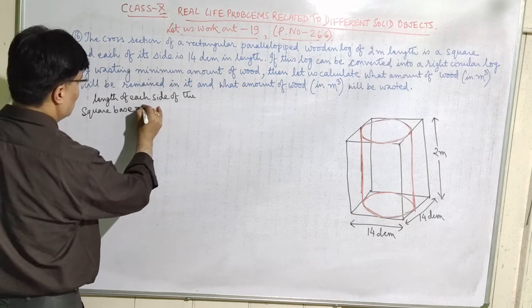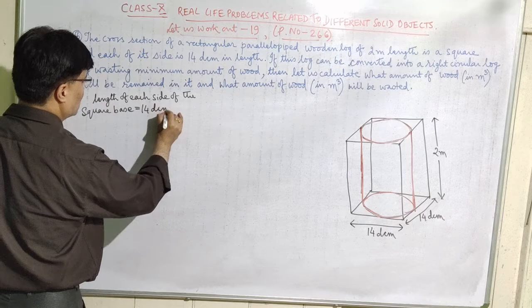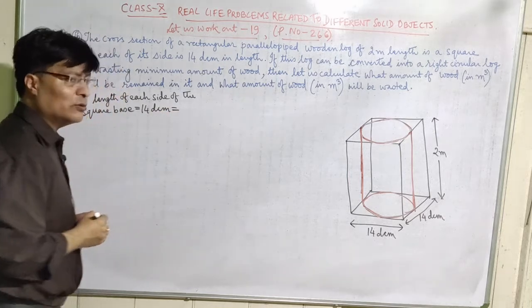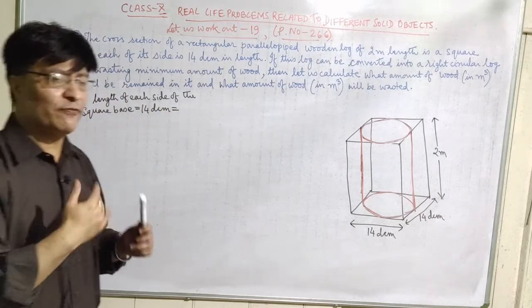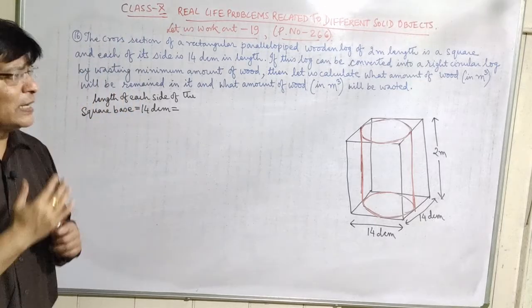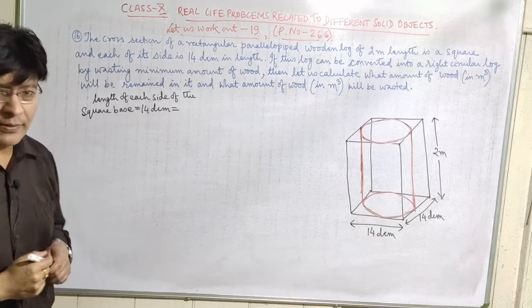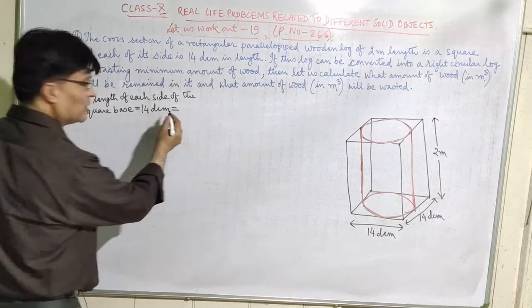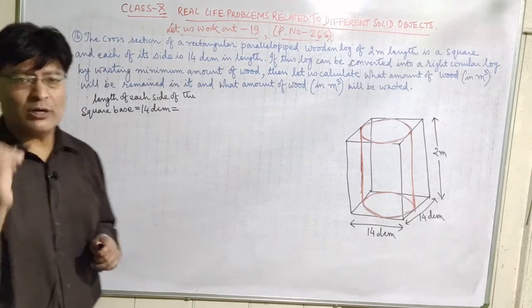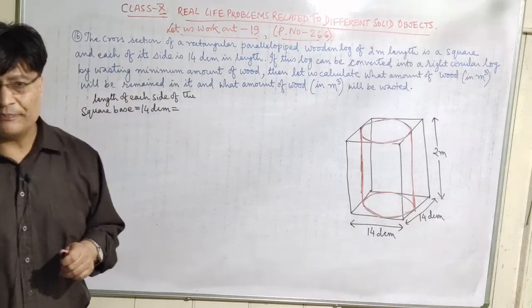is 14 decimeter. Since in this case you have to find out the volume of the cylindrical log of wood and the volume of the wood that will be wasted in meter cube, you have to convert this decimeter into meter. You know how to convert decimeter into meter.